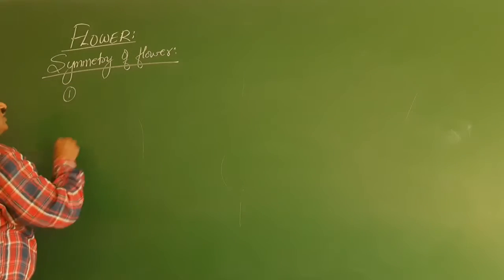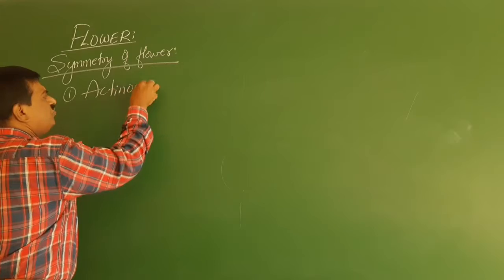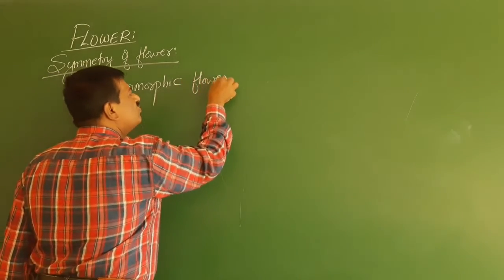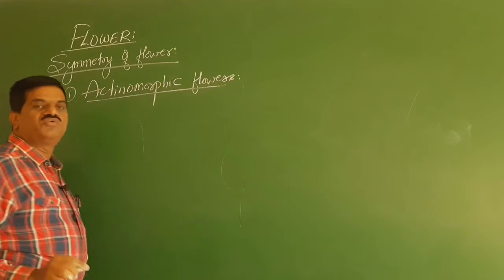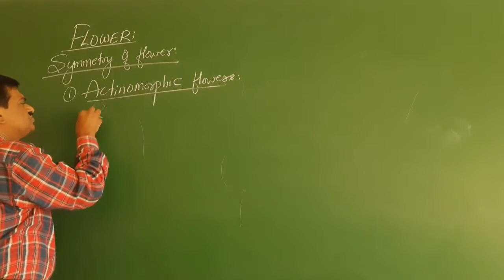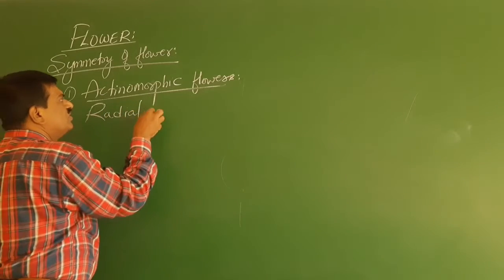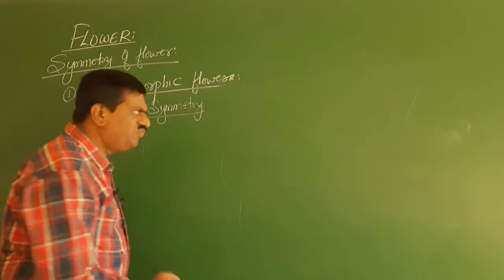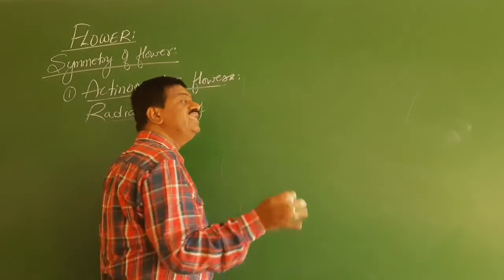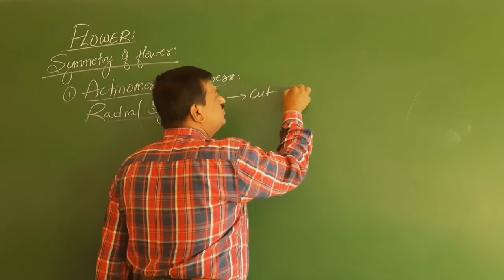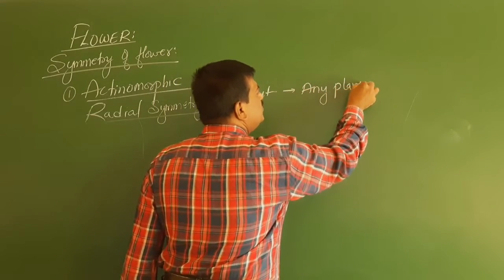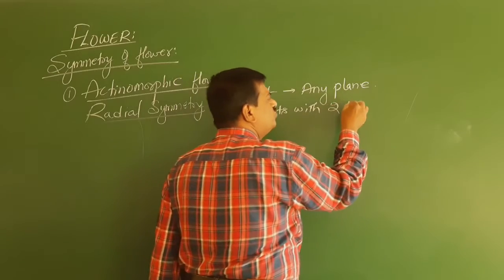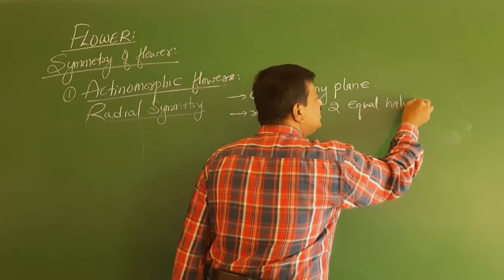We'll start with the first one, called actinomorphic flowers. The word actinomorphic is also called radial symmetry. When you take a flower and cut it in any plane, it results in 2 equal halves.